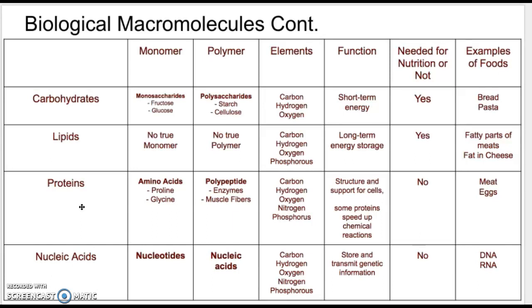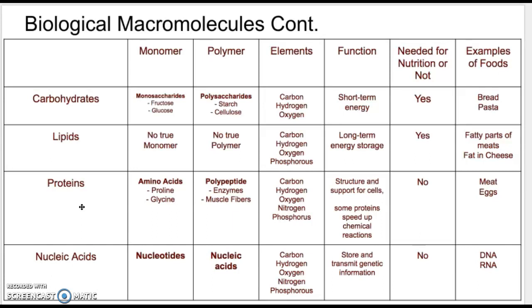Proteins' monomers are amino acids. Examples of those are proline and glycine. And the polymer is polypeptide. Examples of polypeptides are enzymes and muscle fibers. The function of proteins is to provide structure and support for cells, and they also speed up chemical reactions. Examples of foods with these proteins are meat, eggs, and beans. Proteins' main elements include carbon, hydrogen, oxygen, nitrogen, and phosphorus.